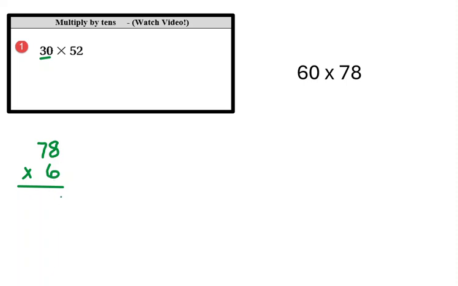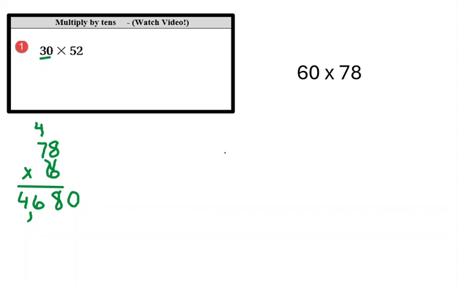6 times 8 is 48, right? So I put down an 8 and carry up a 4. Then I'm going to go 6 times 7. 6 times 7 is 42, plus 4 more is 46, and I get 468. Now that was 6 times 78, but we really have 60 times 78. So we need to put the 0 back on again, and we get 4,680.